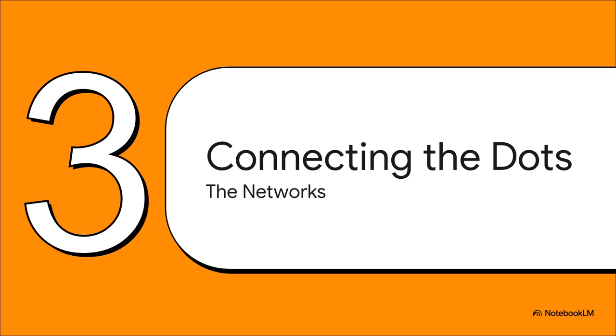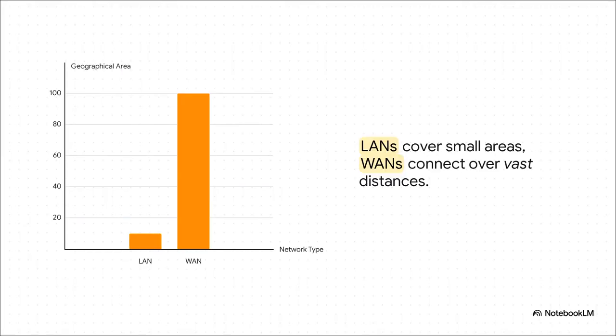All this talk about teamwork and magic tricks is totally pointless if the computers can't actually talk to each other, right? So from a bird's eye view, we can basically split these connections into two main camps. First, you've got your LAN, or local area network. Think of the Wi-Fi in your house or the network in an office. It covers a small local area.